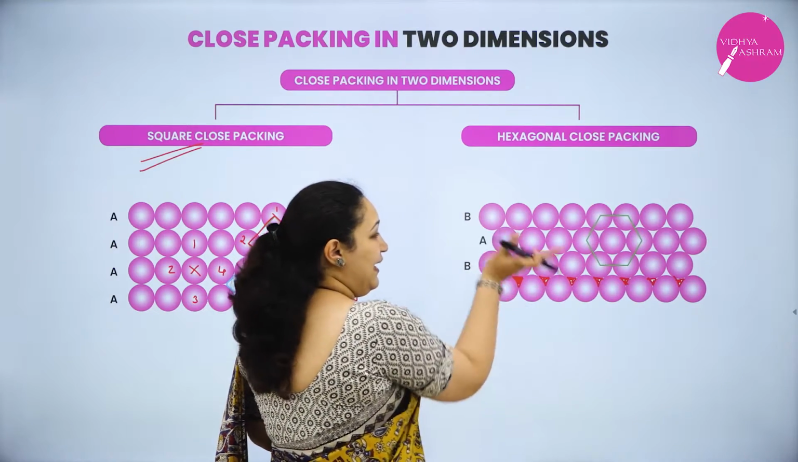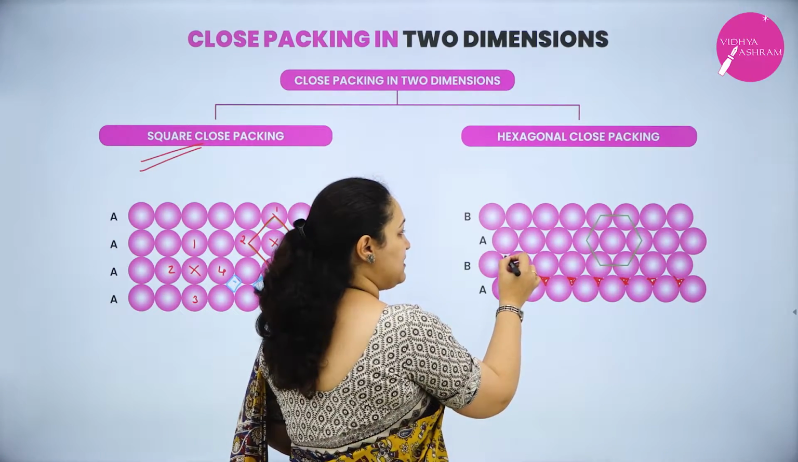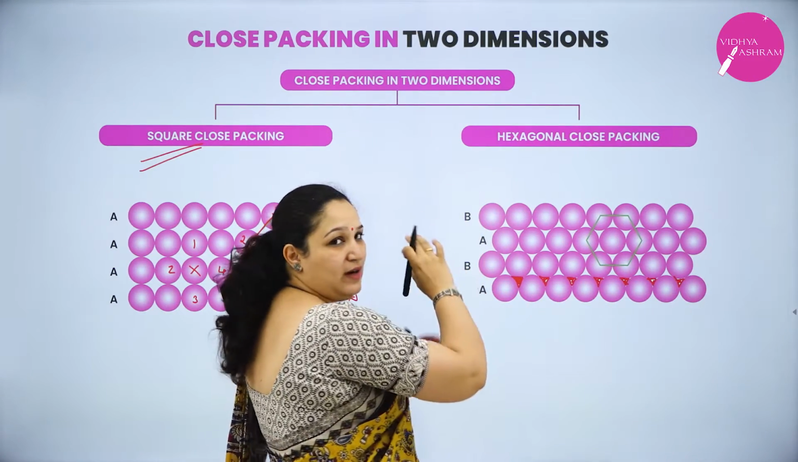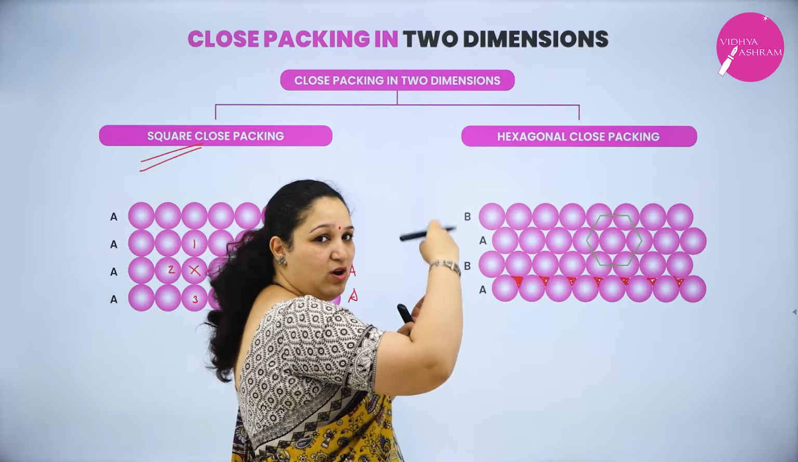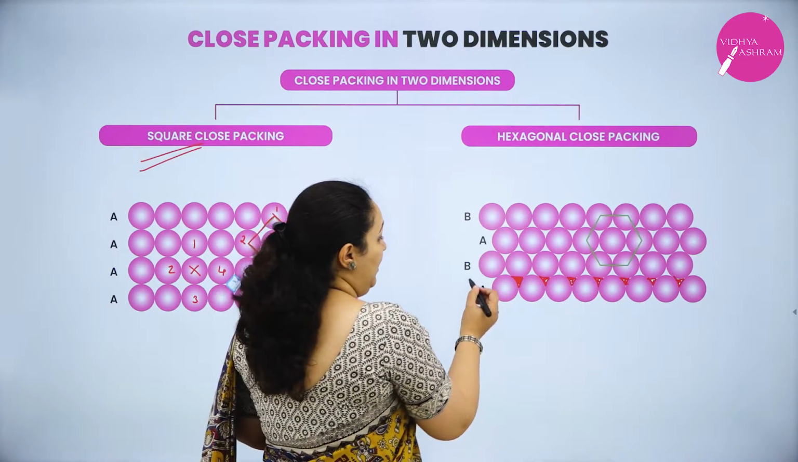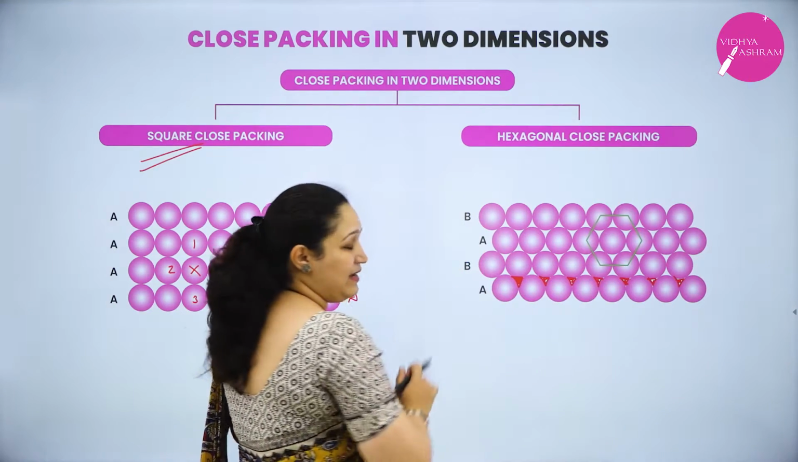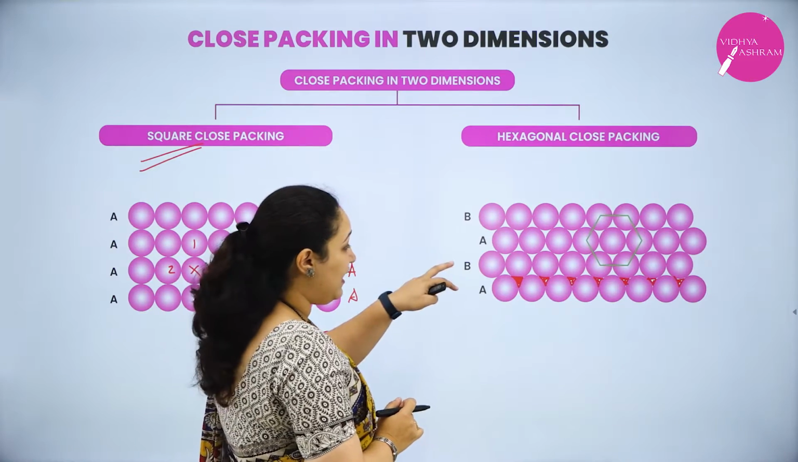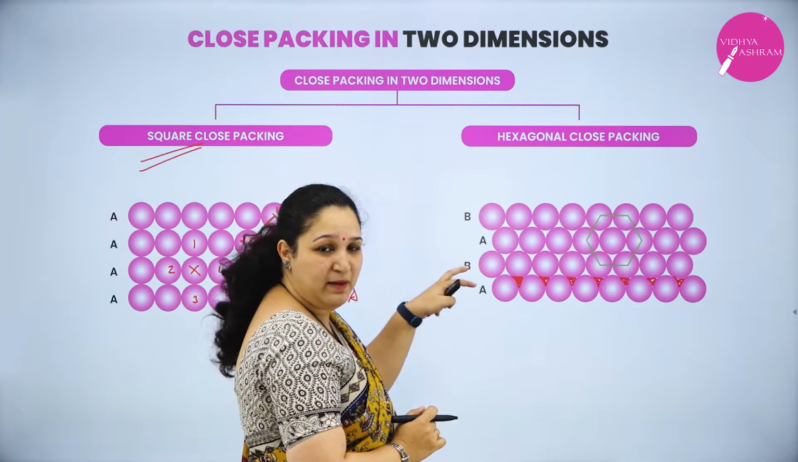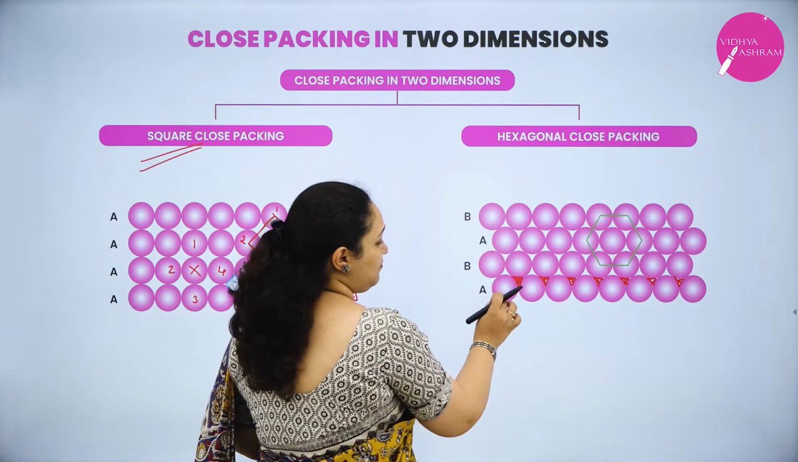Now the next layer, when I keep it, is placed in the groove of this particular row. Similarly, one more is placed in the depression or the grooves. Here you can also observe one thing. The first row, or first layer, I call A. The second one I am calling B. Why am I calling it B? Because it is not identical to the first one.